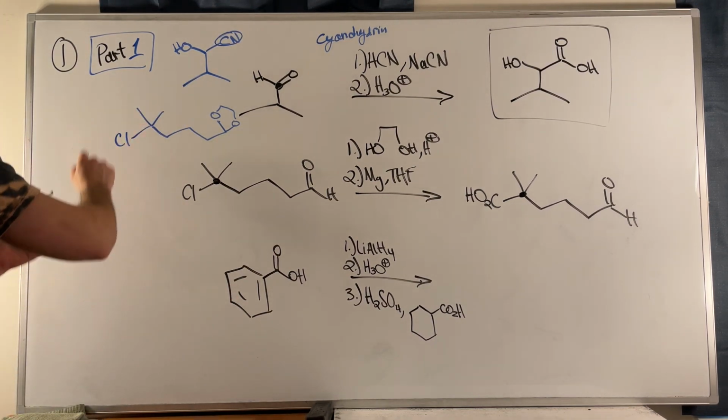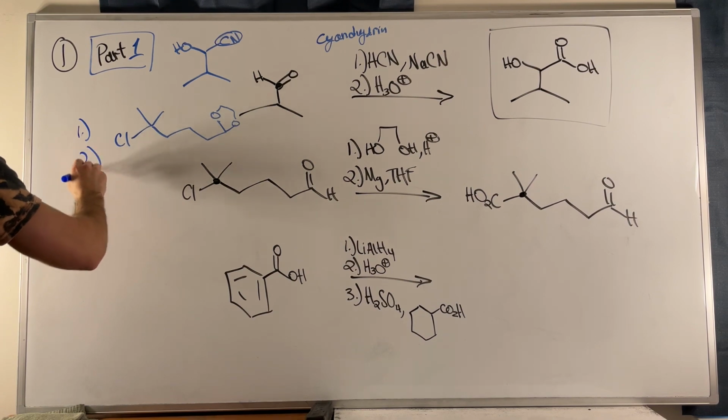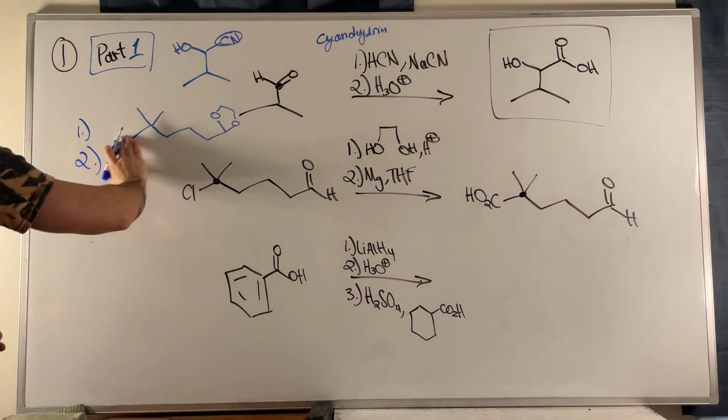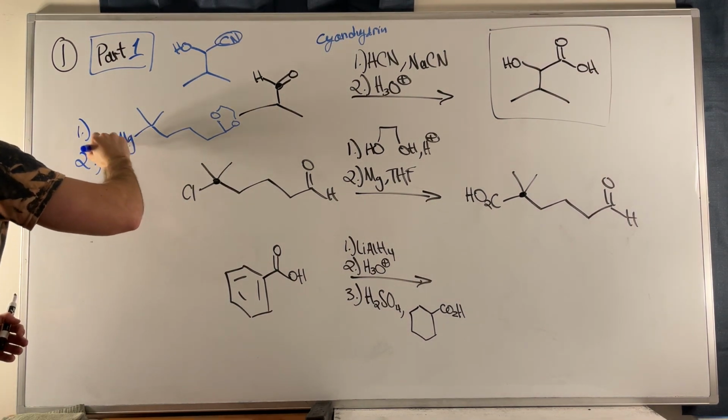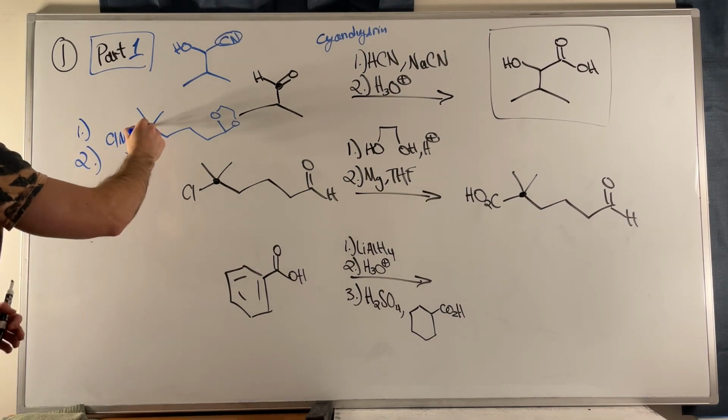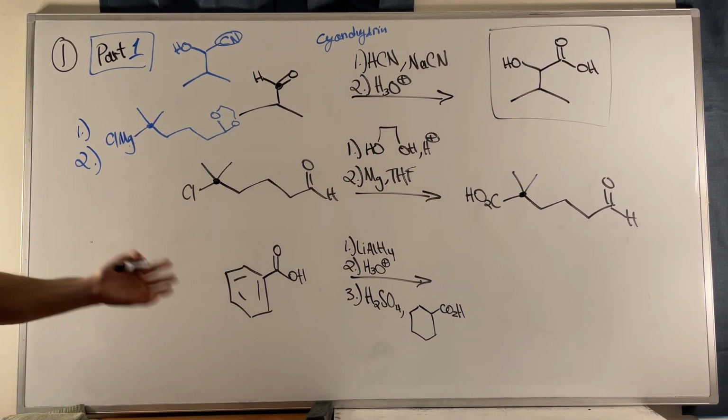So this is after step one. I'm going to cheat and say after step two, what we have is MgCl, right? And what we've then done really is make this carbon nucleophilic. Remember, this has a lone pair now.